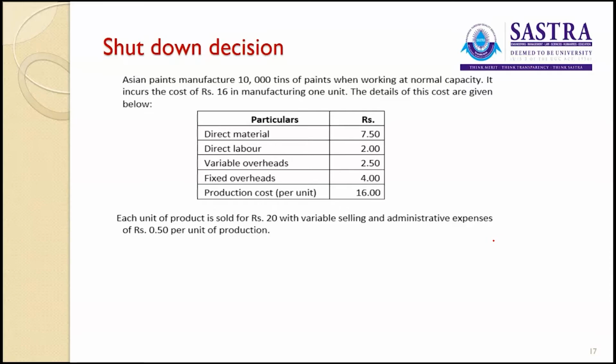Each unit of the product is sold for rupees 20, with variable selling and administrative expenses of rupees 55 per unit of production. So the 16 rupees is up to the production cost, and we have an extra cost of 55 for selling and administration, and the selling price is 20 rupees.